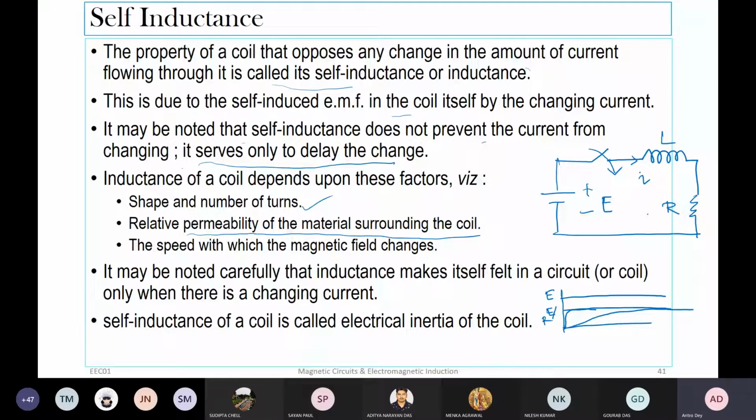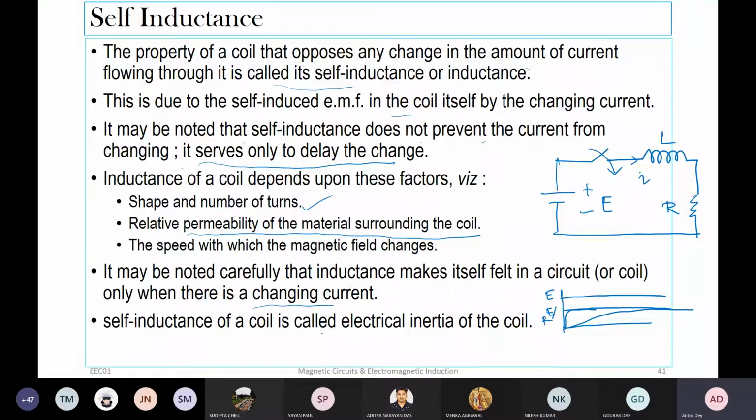These things will become clearer after completing this part, when from the next class onwards we take transient analysis. In transient analysis, we'll see that after the switching, gradually the induced EMF will decay and vanish. Okay, that's why it does not have any steady state action. It may be carefully noted that inductance makes itself felt in a circuit whenever there is a changing current. Changing current means variation of the flux. So if there is no flux variation, then the inductance has no effect.